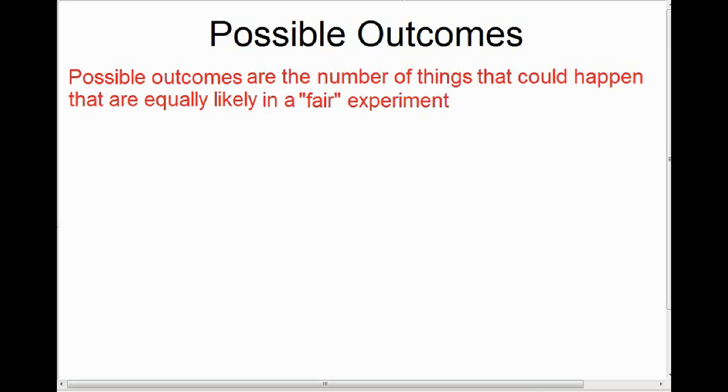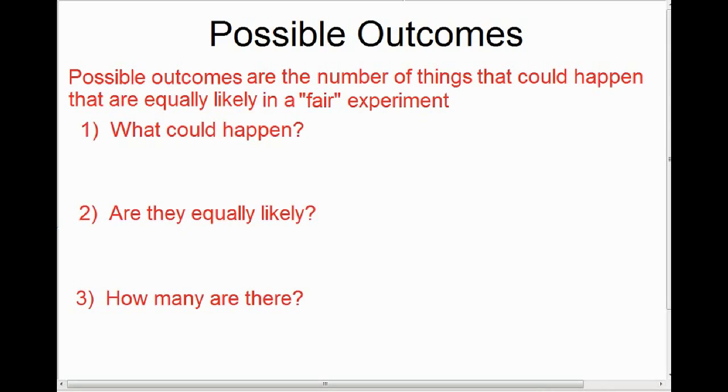So when you're trying to determine what the possible outcomes are, there are three questions you want to ask yourself. In an experiment, you want to ask what could happen, and then you want to know, are the things that could happen equally likely? And then if they are equally likely, you want to ask how many are there? How many there are tells us how many possible outcomes there are.